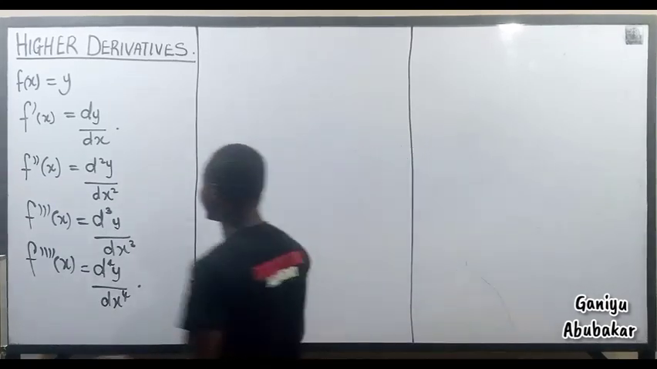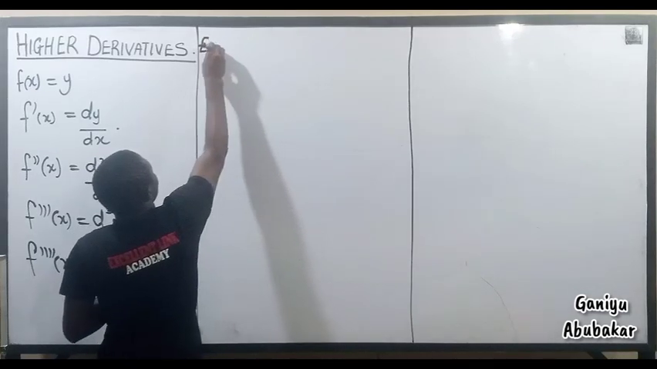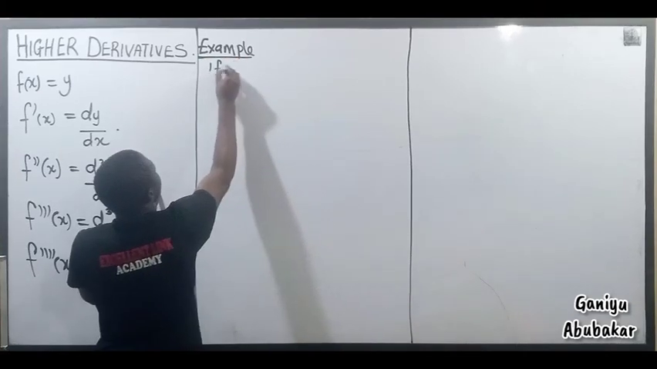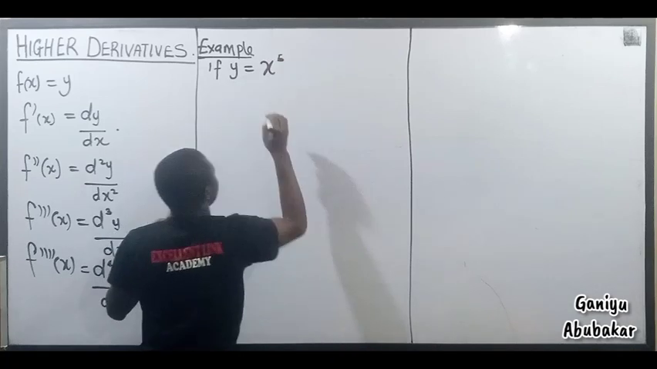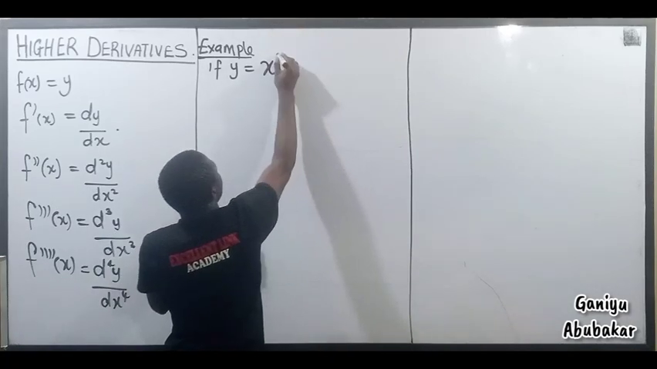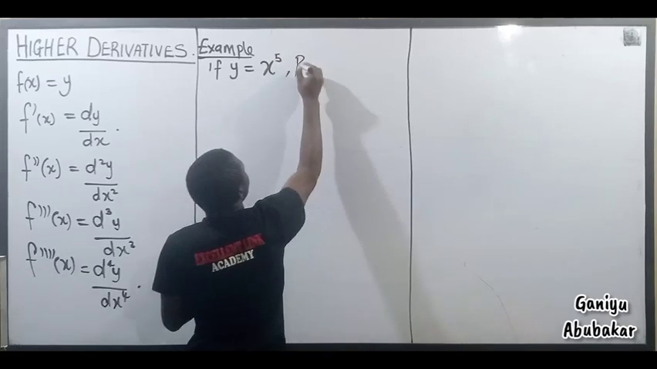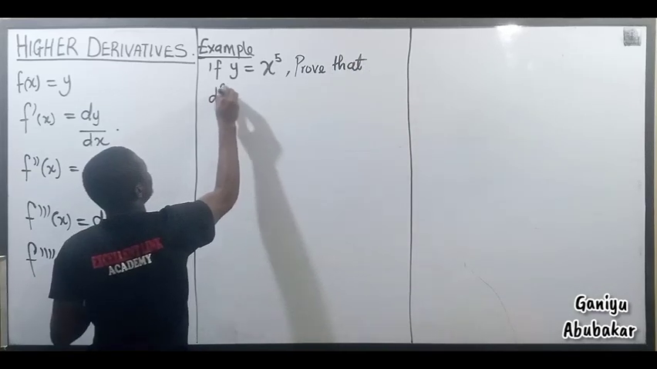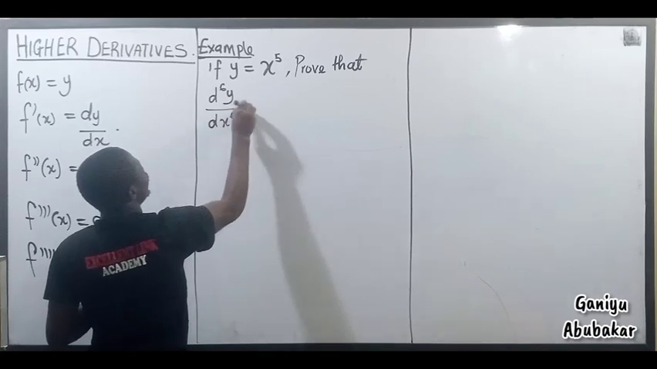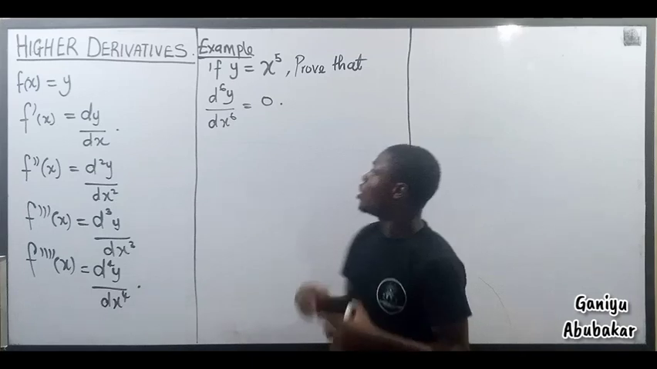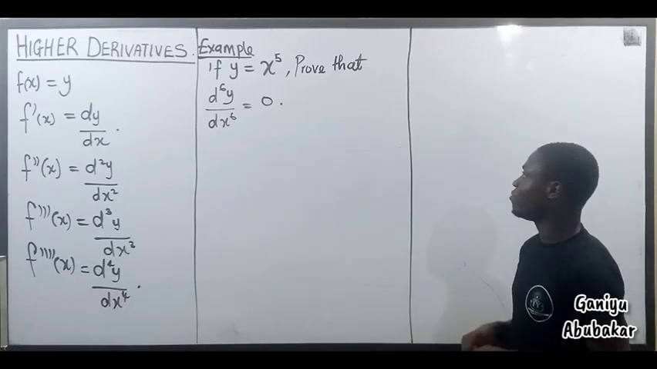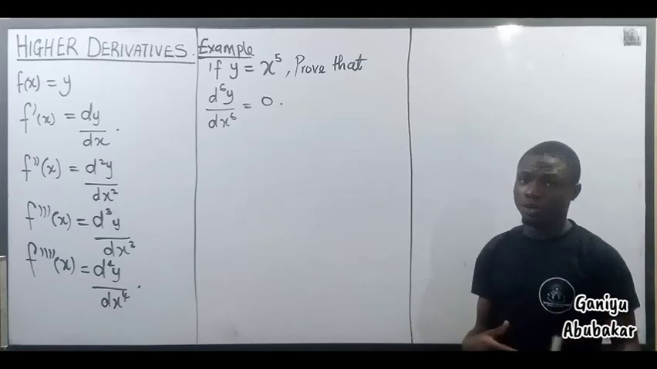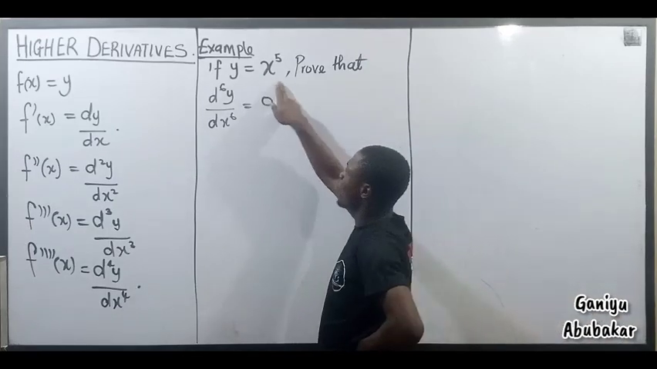Sample problem. Example: if y is equal to x to the power 5, prove, or show, that d to the power 6 y over dx to the power 6 is equal to 0. This simply means we have differentiated this question 6 times.